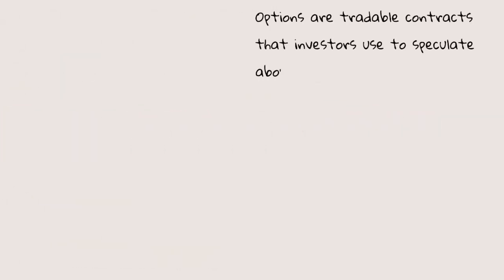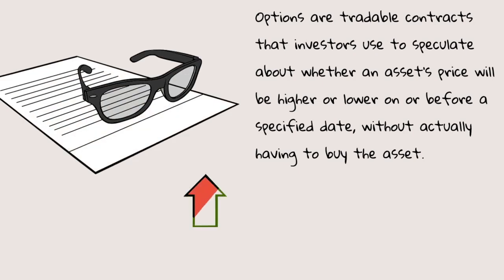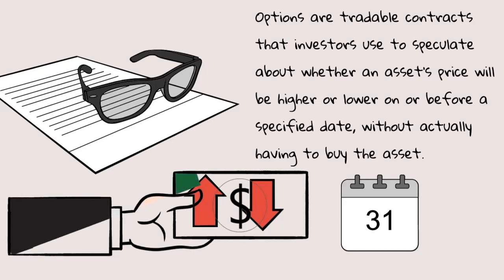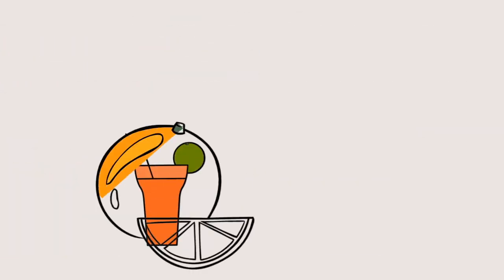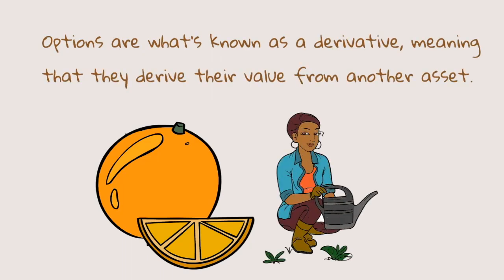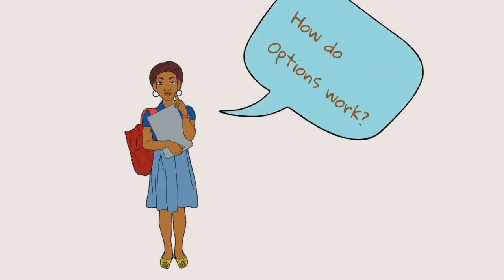Options are tradable contracts that investors use to speculate about whether an asset's price will be higher or lower on or before a specified date without actually having to buy the asset. Much like orange juice derives from oranges, options are what's known as derivatives, meaning that they derive their value from another asset. And I know you must be wondering, how do options work?